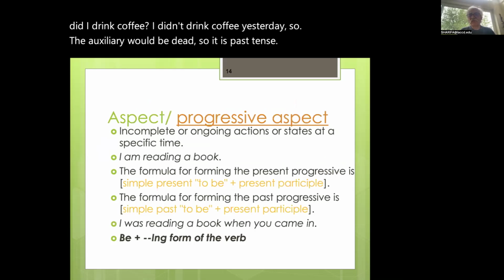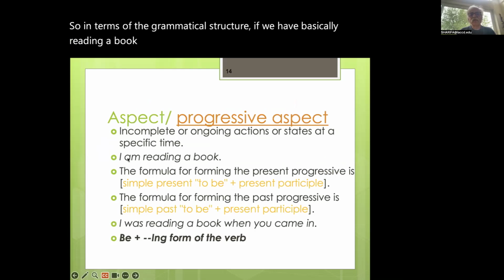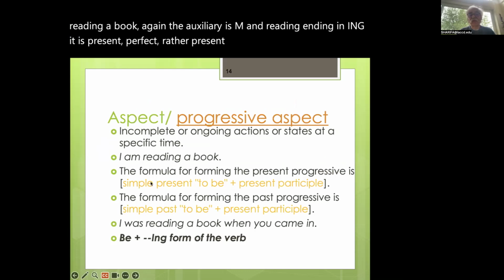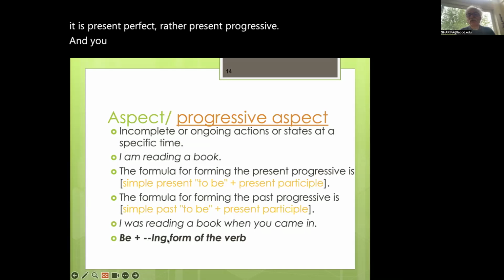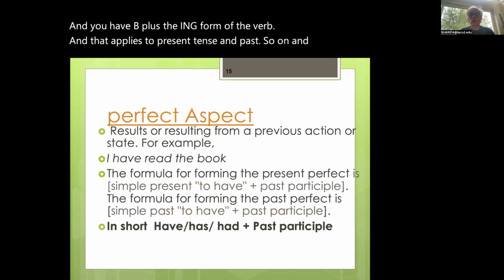So in terms of the grammatical structure, if we have, basically, I'm reading a book, again, the auxiliary is am, and reading, ending in ing, it is present progressive. And you have be plus the ing form of the verb. And that applies to present tense and past, and so on and so forth.